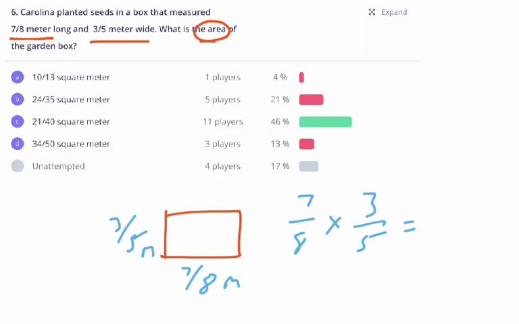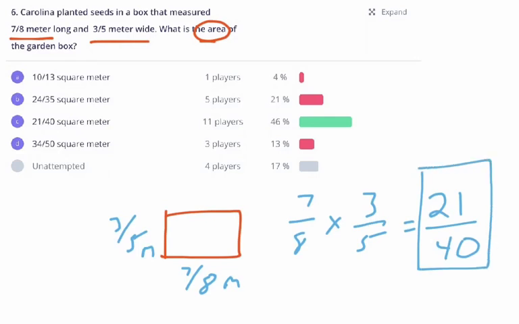So 7 times 3 is 21. And 8 times 5 is 40. And we can't simplify it because nothing will go into 21 and 40. So our answer is 21/40.